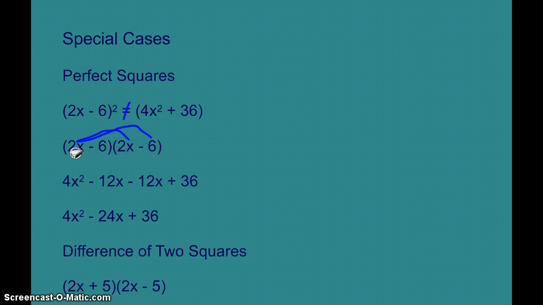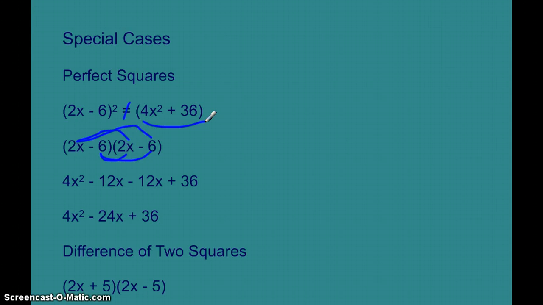We have to take our negative 6. We've already distributed our 2x all the way through. So we have to take our negative 6 times 2x, giving us negative 12x, and our negative 6 times negative 6, which is 36. So therefore, when we put that together, we have 4x squared minus 24x plus 36.